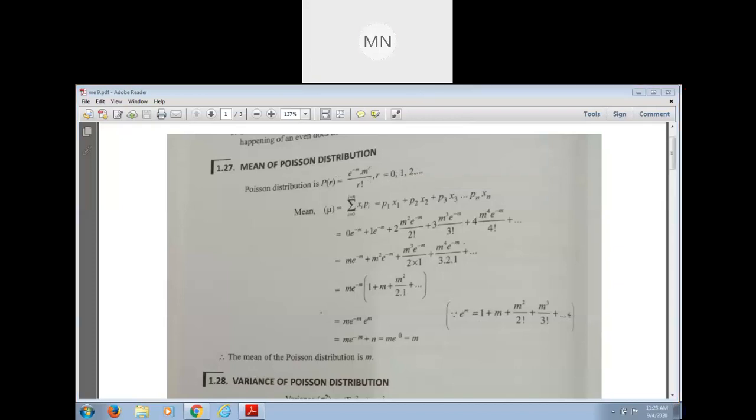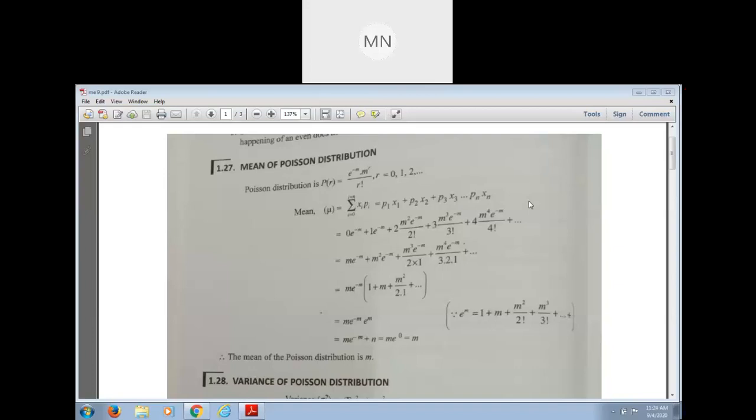In the previous class, we discussed that the Poisson distribution is a discrete probability distribution in which n is very large and tends to infinity, and p, the probability, is very small. The PMF, that means probability mass function, is P(X = r) equals e to the power minus m, m to the power r, divided by r factorial, where m is the parameter of the distribution. Remember one thing: in the Poisson distribution, we use only one parameter. And the Poisson distribution can be seen as the limit of the binomial distribution.